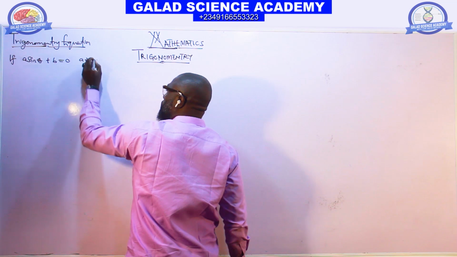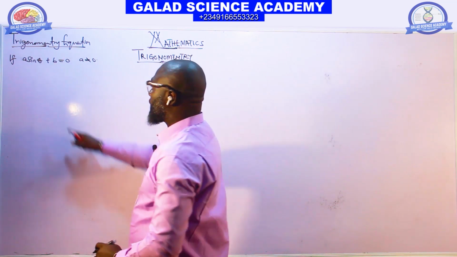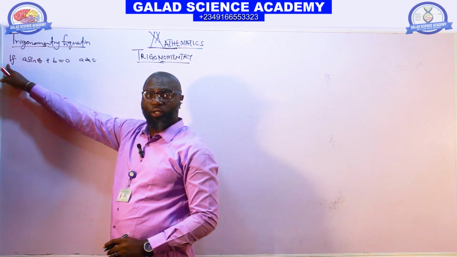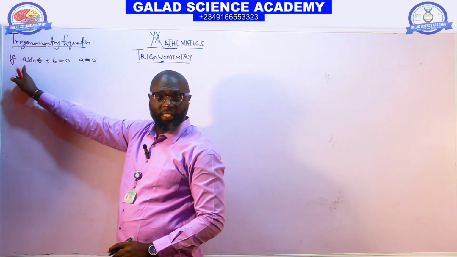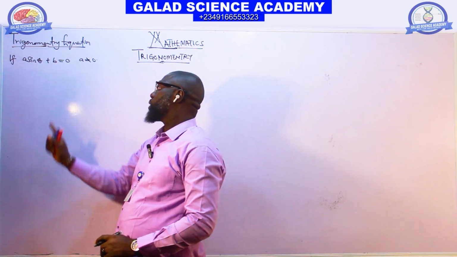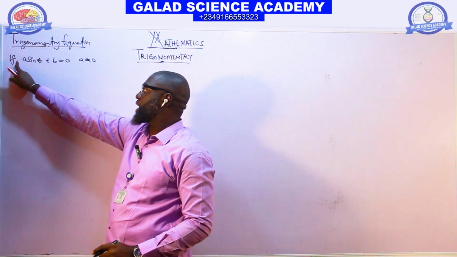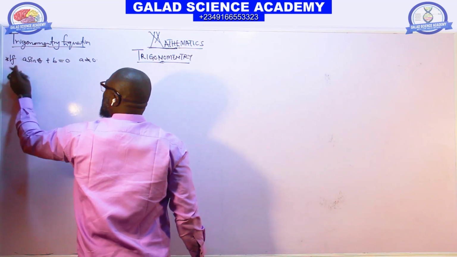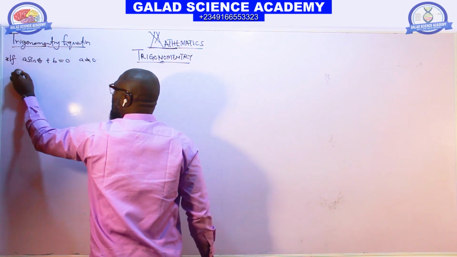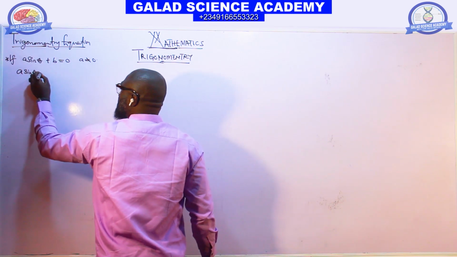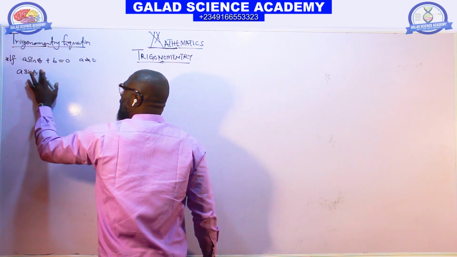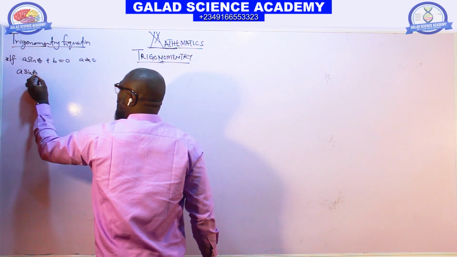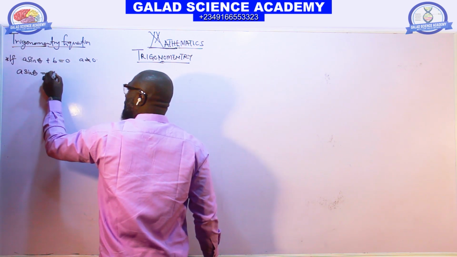note that a is not equal to 0. We are given this, that if a sine theta plus b equal to 0, the coefficient of sine, which is a, is not equal to 0. So from this expression, we can have a sine theta equal to minus b.